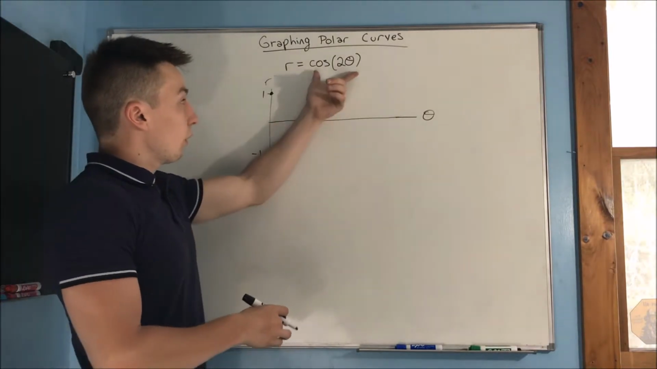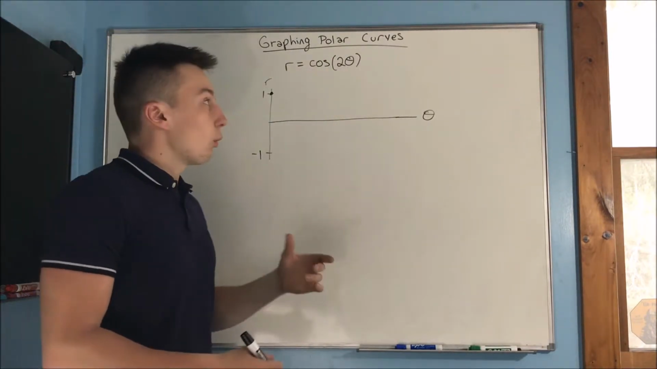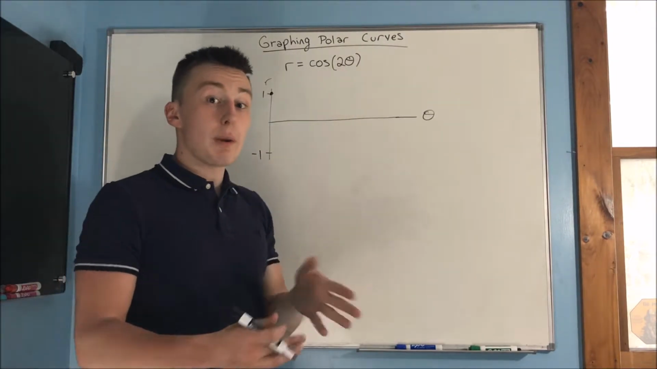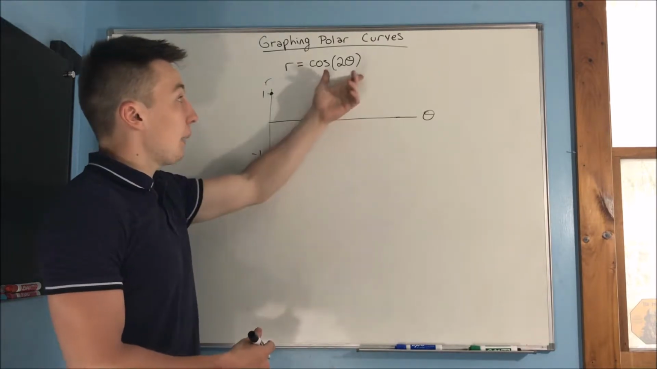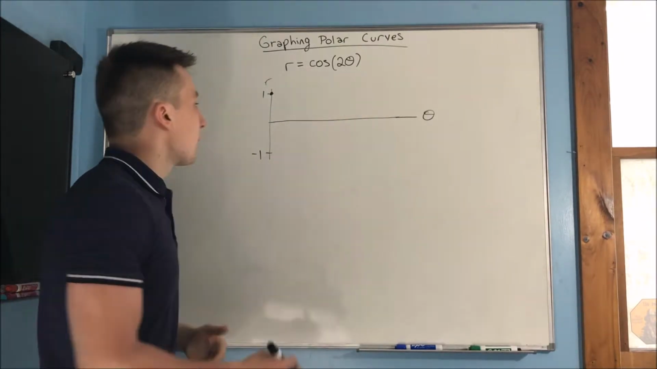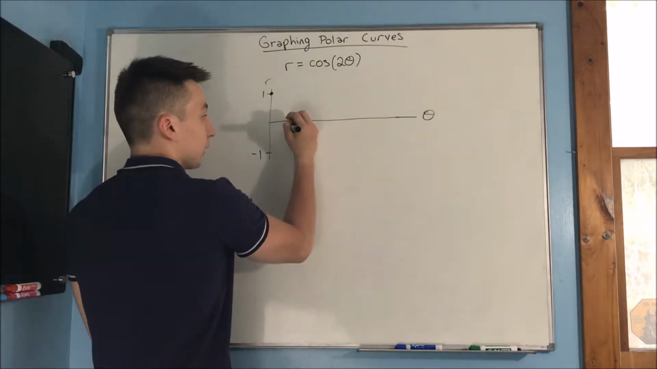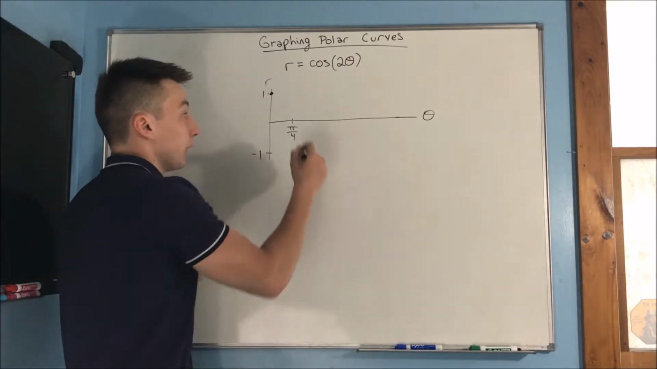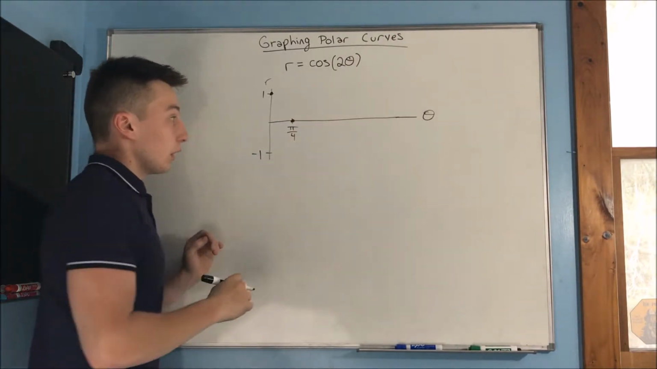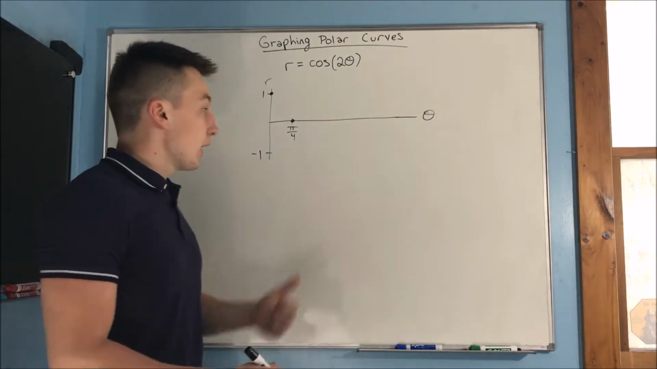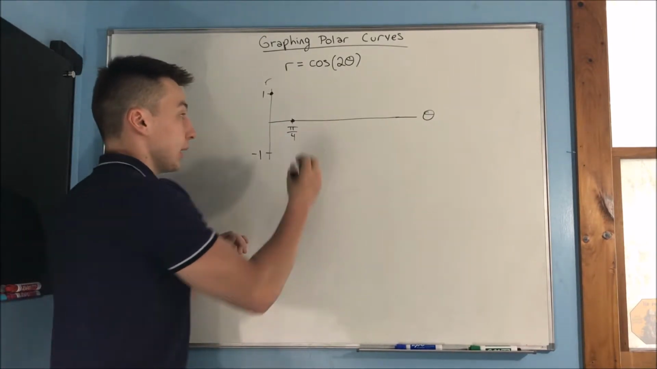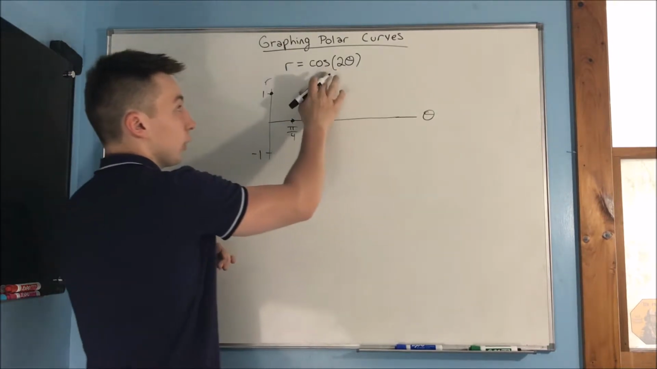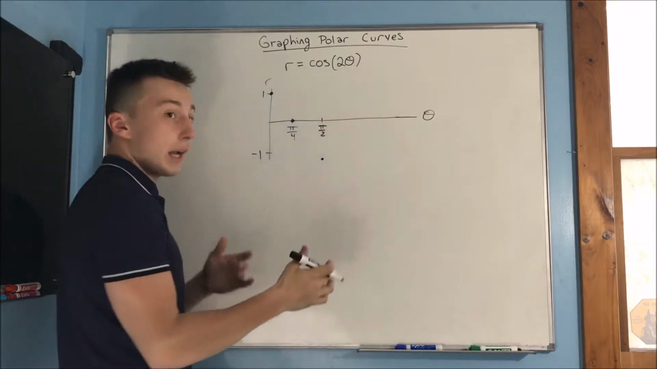Now, where will cosine of 2 theta equal 0? Well, that's going to be where we have a cosine of pi over 2, so where 2 theta equals pi over 2. And where would that happen? That's going to happen where theta equals pi over 4. So our next little dash on the theta axis should be pi over 4, because at that point we have r equaling 0. Now for -1, that's going to be at pi over 2, because cosine of pi is -1.